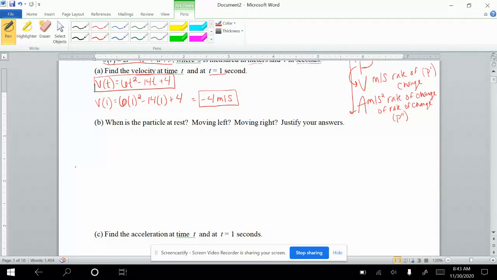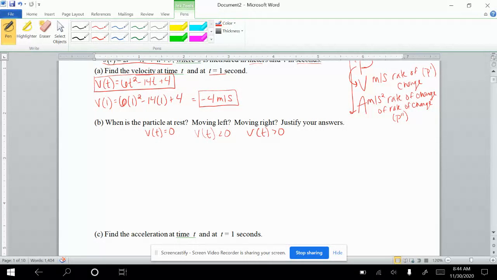Part B says, when is the particle at rest, moving left, moving right, and we need to justify this one. The particle is at rest mathematically when your velocity at time t equals 0. So if your velocity is 0, that means your particle is at rest. You're moving left when your velocity is negative, or less than 0. And you're moving right when your velocity is positive, or greater than 0.